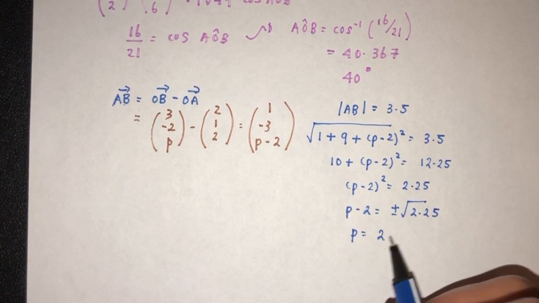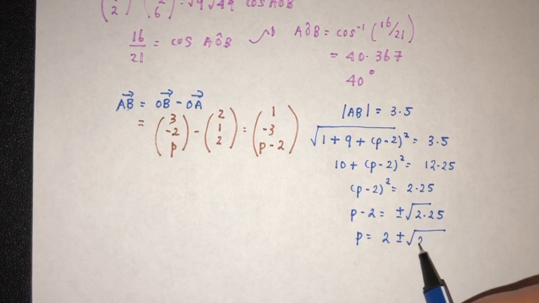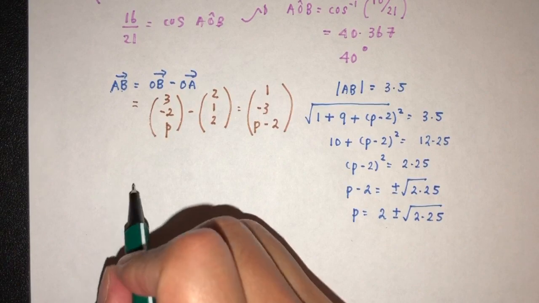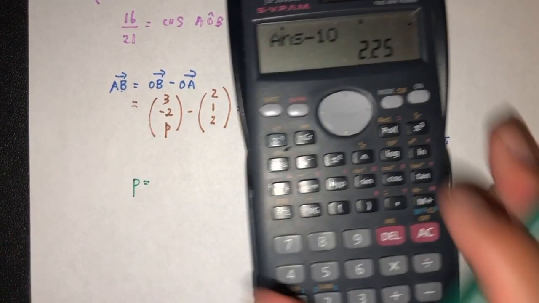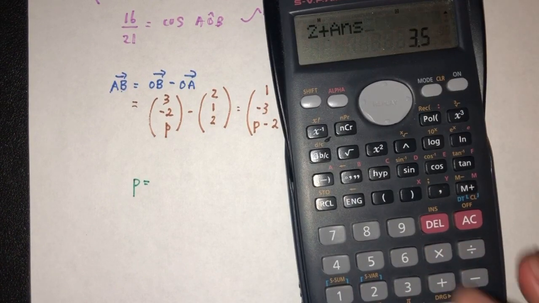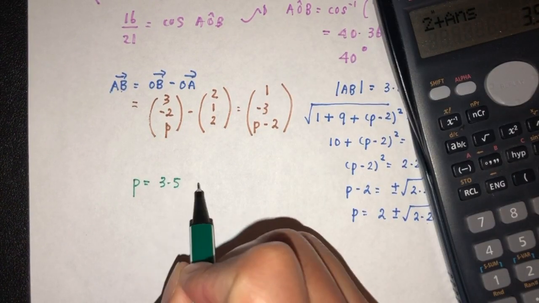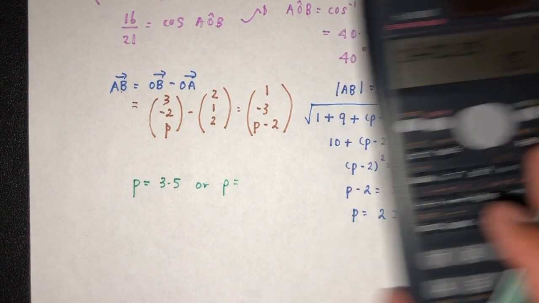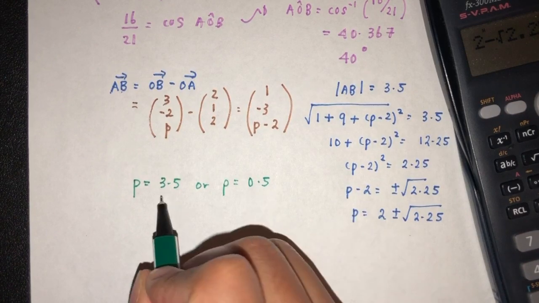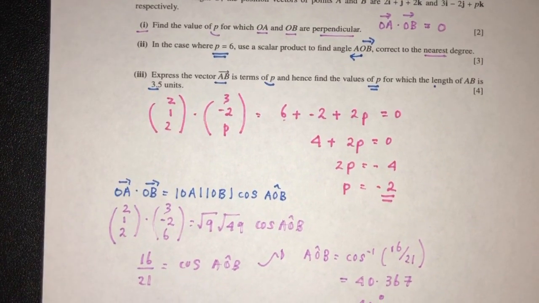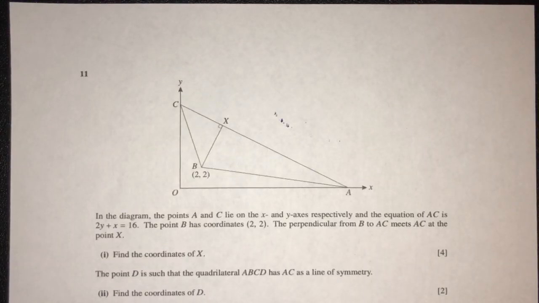p will be 2 plus or minus root of 2.25. So let's solve this. Root of 2.25 will be 1.5. So 2 plus the answer, that should be 3.5, or p can be 2 minus root of 2.25, that should be 0.5. Okay, and that will be your answer for part 3, where you have to find the values of p where the length is 3.5. Let's move on to the next question.